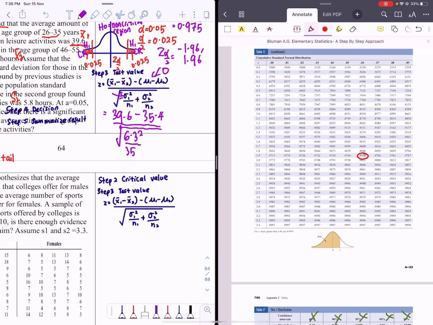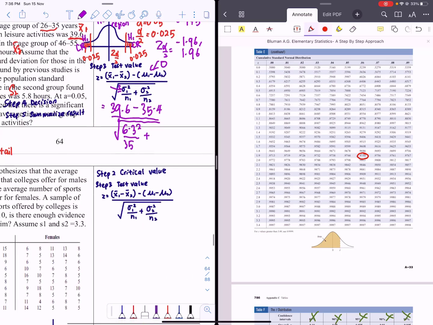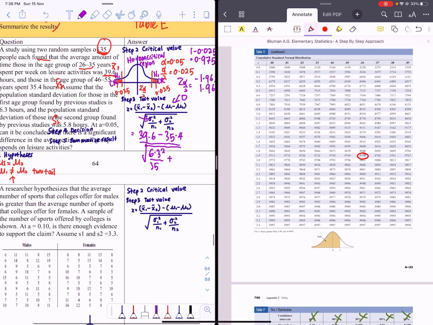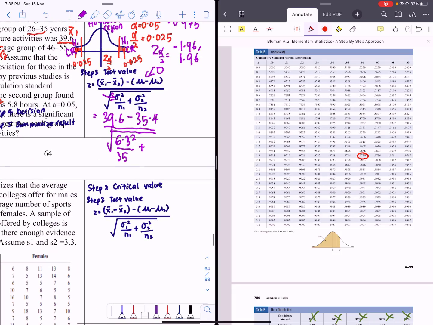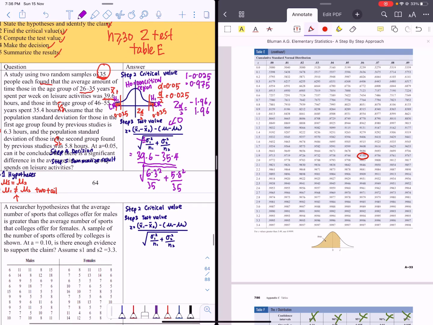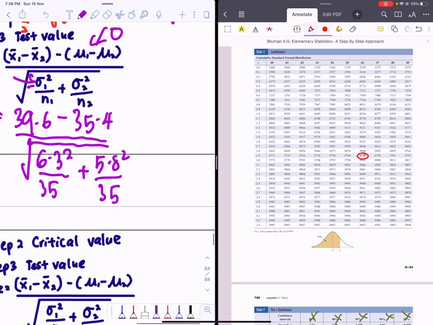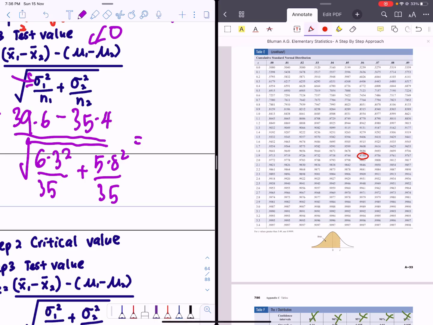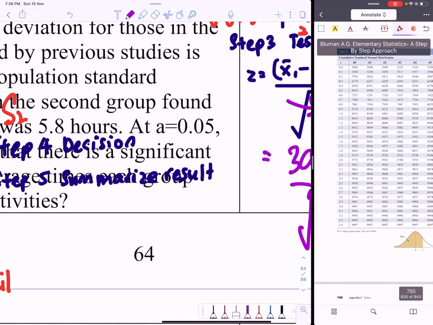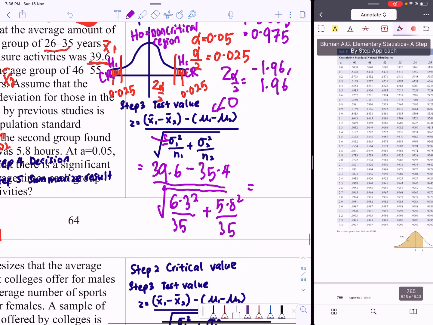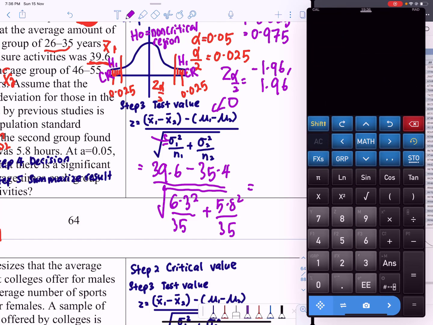35, we need to plus 6.3, another one 5.8 squared, 35. Similar, right? Is it similar? Yes, similar between both of the groups. Equal, you need to calculate it, compute it using the calculator.